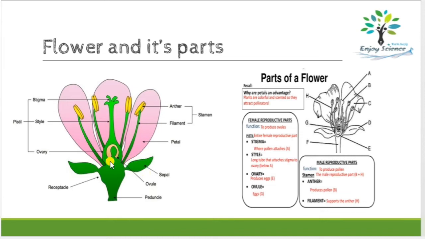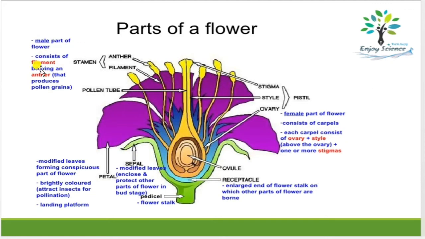Okay, and you have the receptacle. The receptacle is the basal part from where the different parts of the flower arise. And the peduncle is the stalk of the flower. You can go through these notes for more information about the parts of the flower, and also through these notes, where you have some more details about the functions of the different parts of the flower.